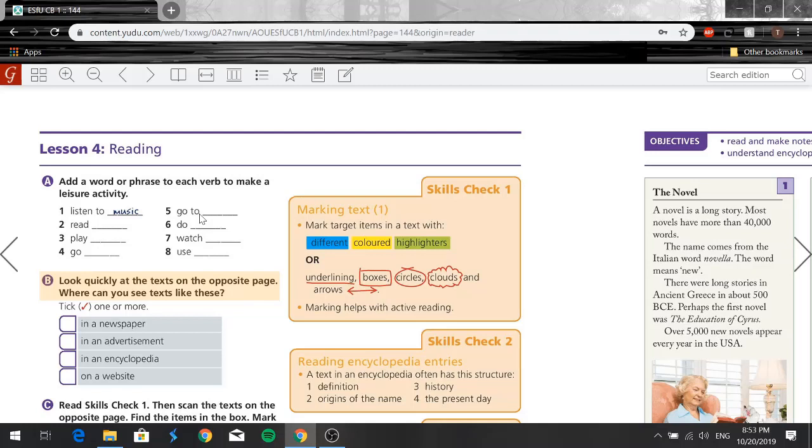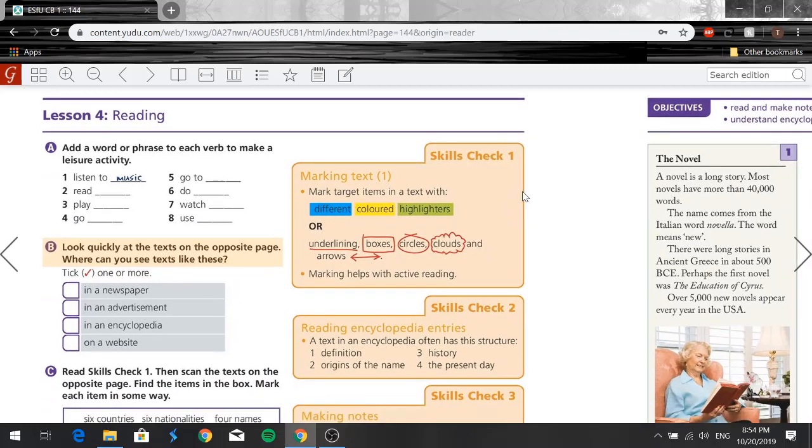7, watch, we can say watch sports, right? Watch television, watch a movie. All of these are leisure activities. And finally, use, we'll probably say use the internet, right? So all of these are examples of leisure activities. Now, before we move on, let's take a look at skills check 1 here.